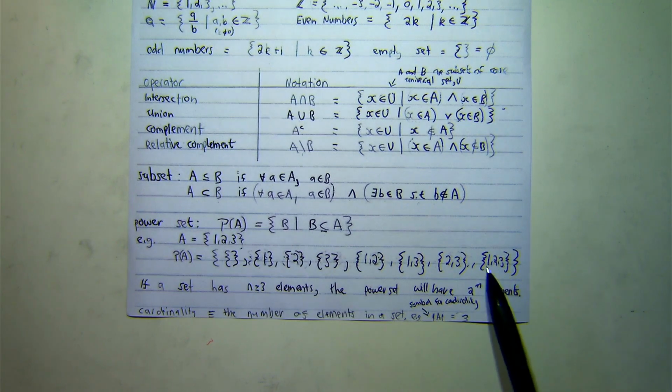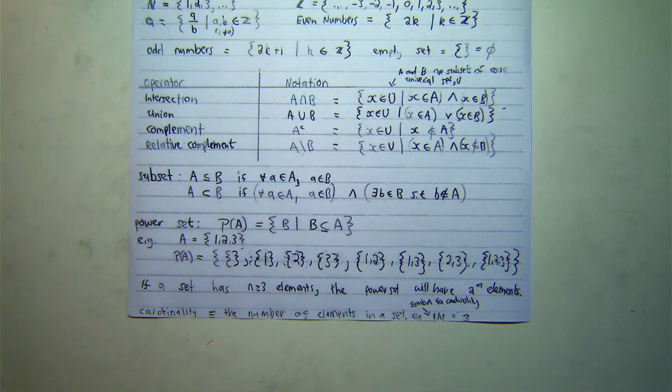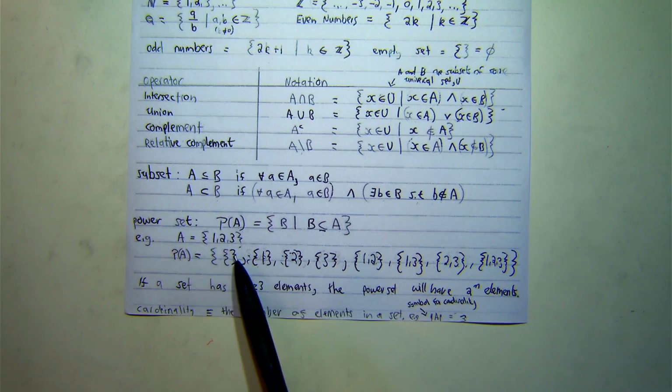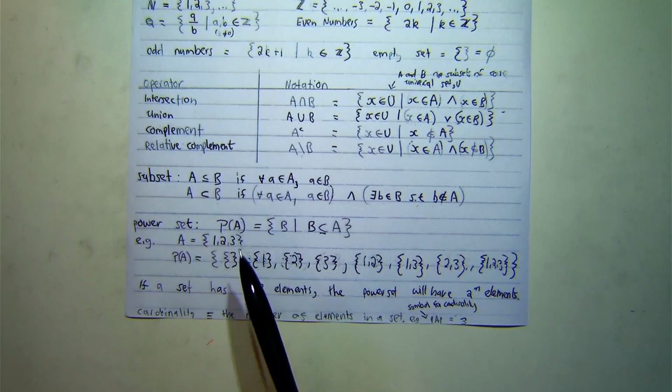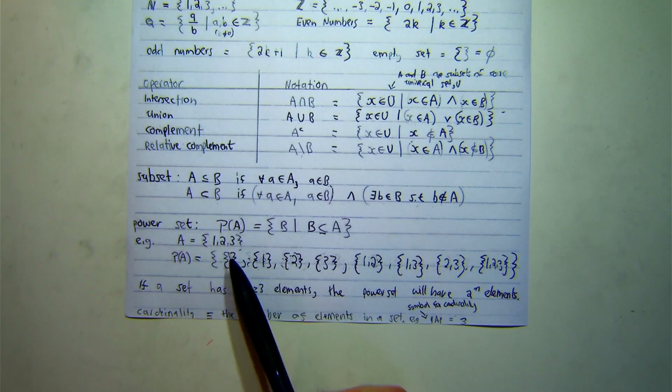These are all the subsets where every element in this set is also an element in this one. Notice that we have the empty set here because there aren't any elements in it, so the logical statement, for all elements in this set, they belong to this one, there aren't any elements there, so it is true by default.